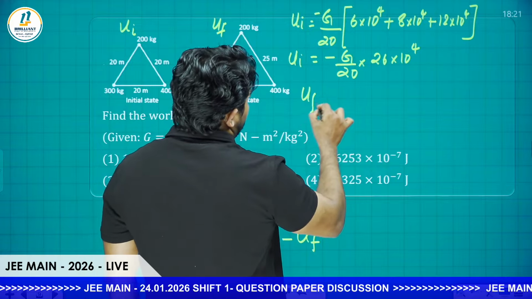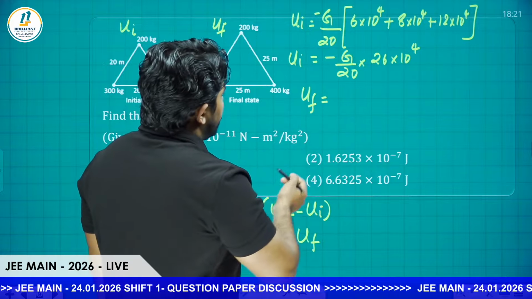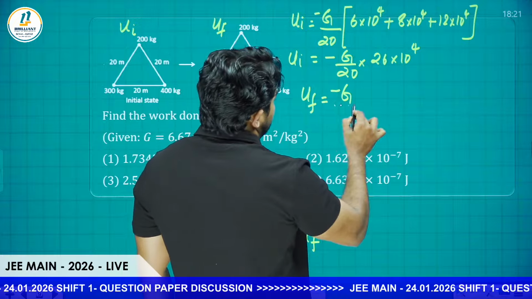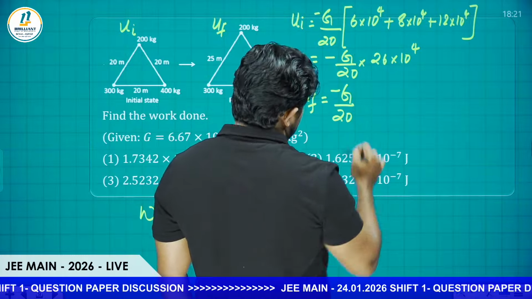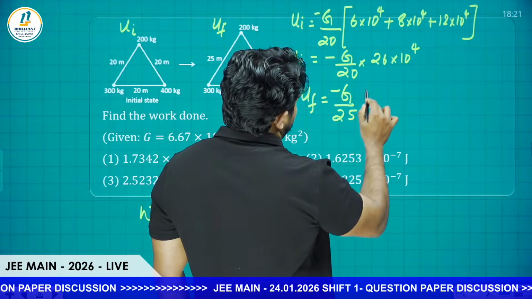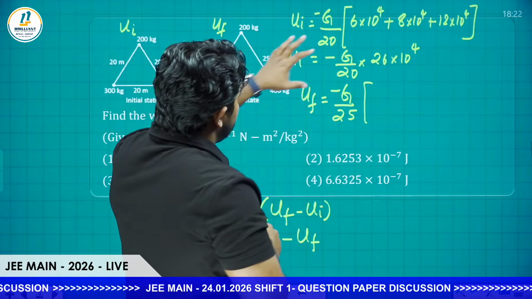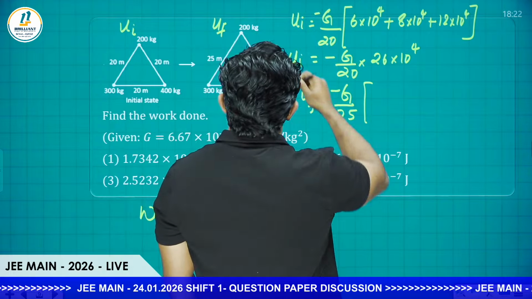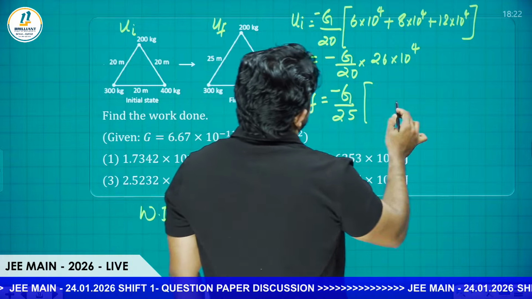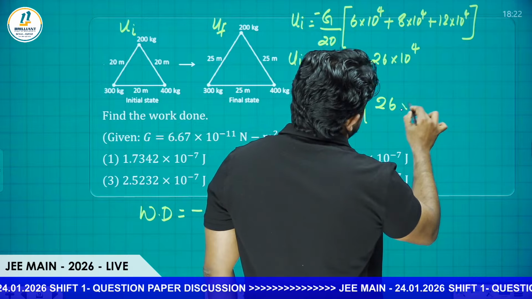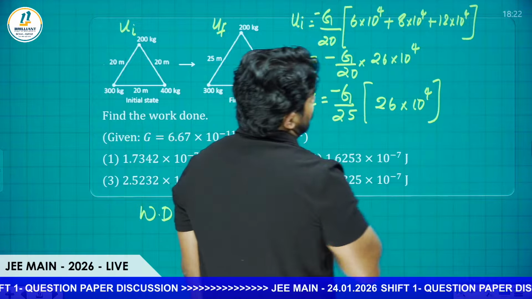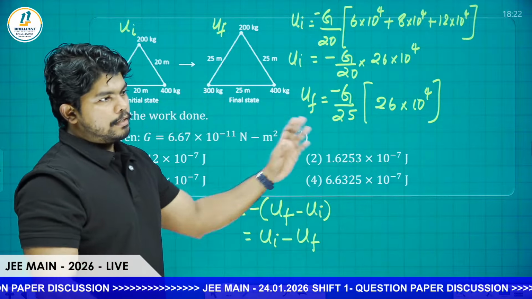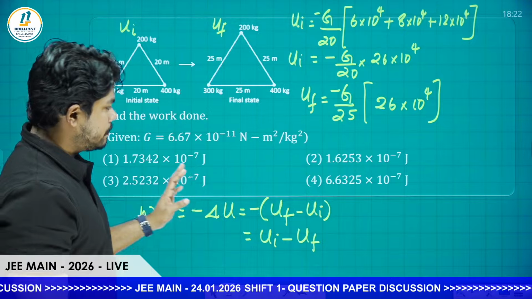Now what is U final? Again we can write minus G divided by 20, actually 25, right? 25 times. Again the same thing. The combination will be the same, nothing is changed, right? So we can write again 26 times 10 raised to 4. Okay. Now we have to just take the difference, and you will get the answer.